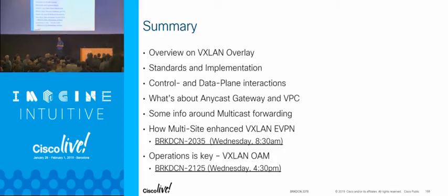Two references: 2035, as said, tomorrow morning, 8:30. The other one in the afternoon, we're talking about VXLAN OAM, so how you do operation and visibility in there.